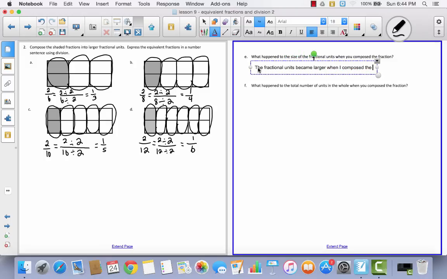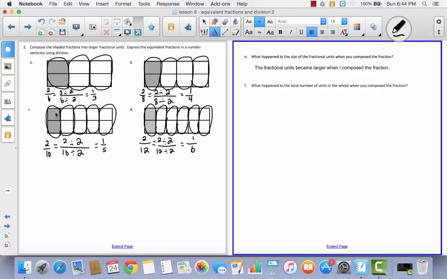It's kind of like taking a pizza that's been cut into 4 pieces, and you take 2 pieces together and say, look, I made a half. So your pieces actually became bigger. If you could imagine that, you could uncut them. What happened to the total number of units in the whole when you composed them?